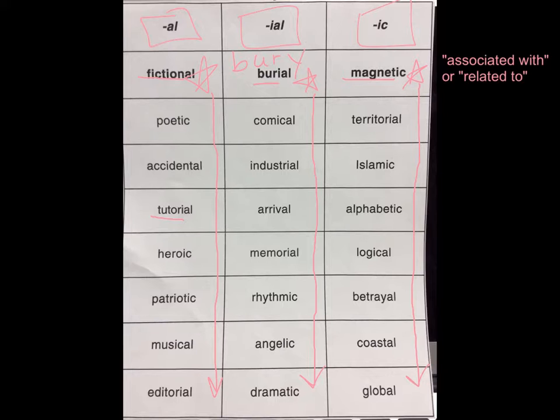An editorial is something that, down here at the bottom, something that you might see in the paper, like a column that somebody is writing in a newspaper or a magazine. I'm looking for some other words that might be a little bit tricky.